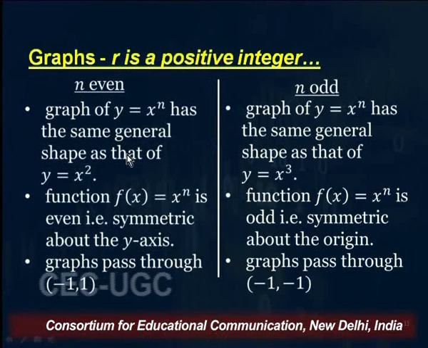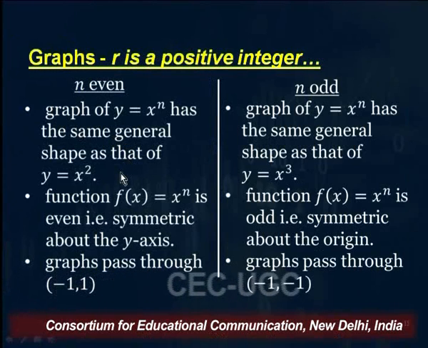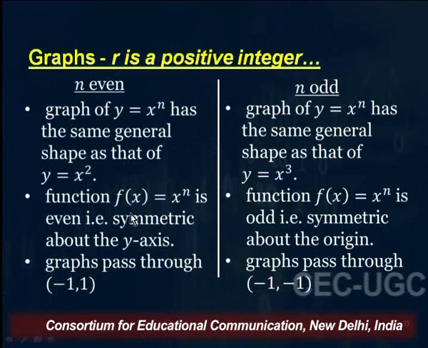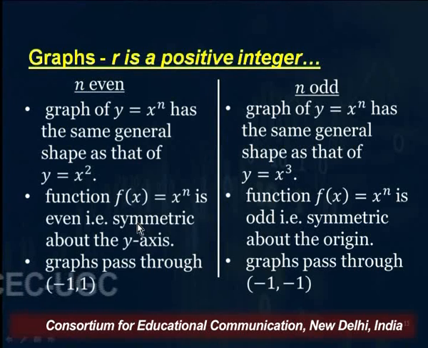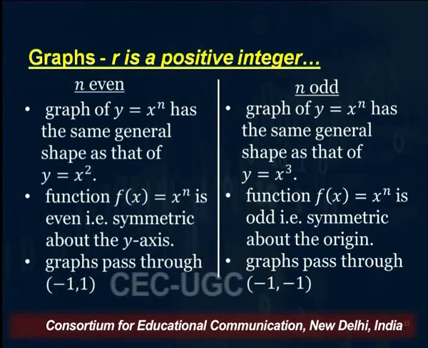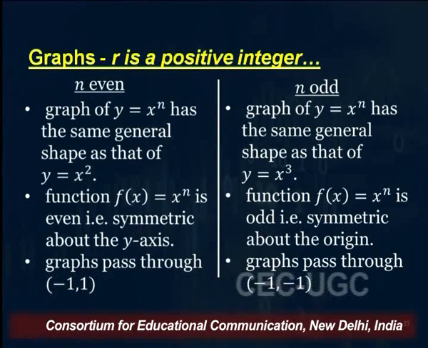Right, so this is just a summary of all the features I've just talked about. The graph of y equal to x to the power n, when n is even, has the same general shape as that of y equal to x squared. The function is even when n is even. It's an even function, which is to say that it is symmetric about the y-axis, and that is to say that in addition to passing through the point 1 comma 1, it will also pass through the point minus 1 comma 1, right?